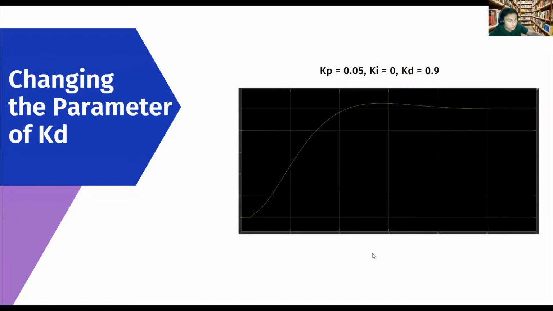I will be presenting on the changing of the parameter of KD. So for our new parameter, KP is equal to 0.05, KI equal to 0, and KD is equal to 0.9. So this graph shows the system response of our system.